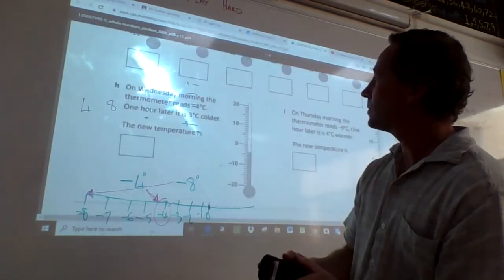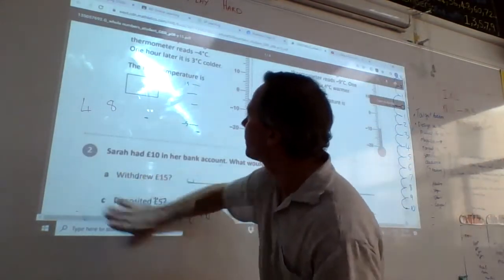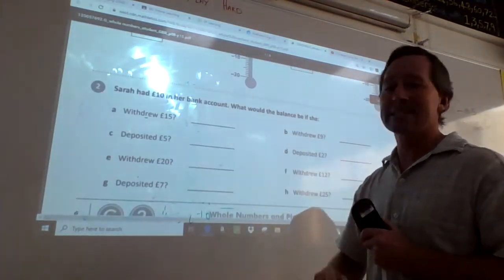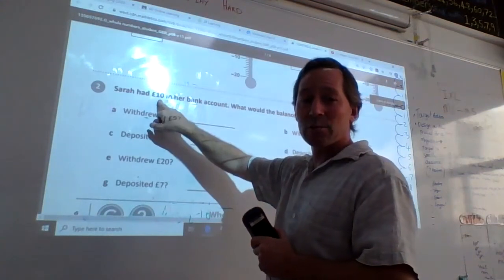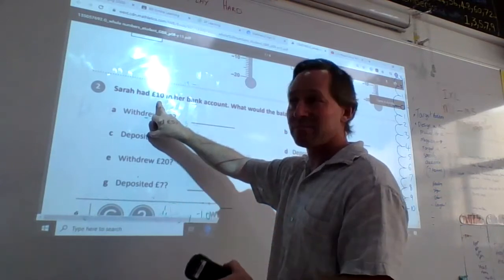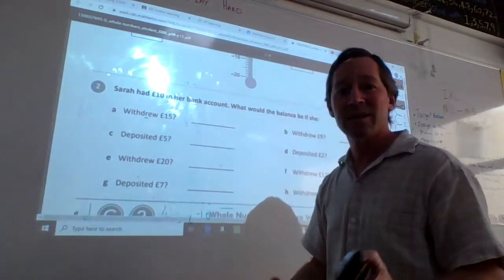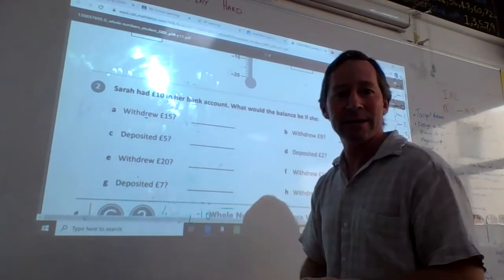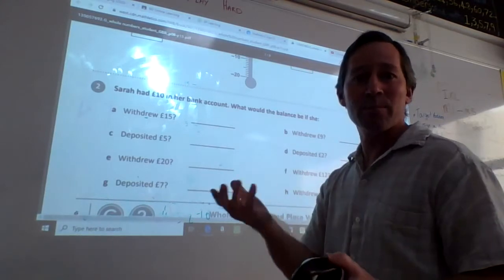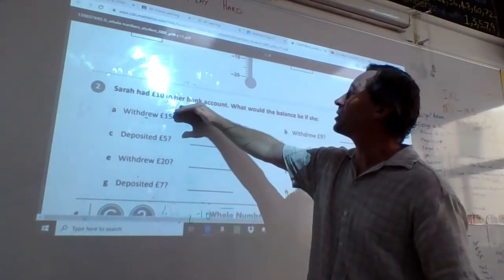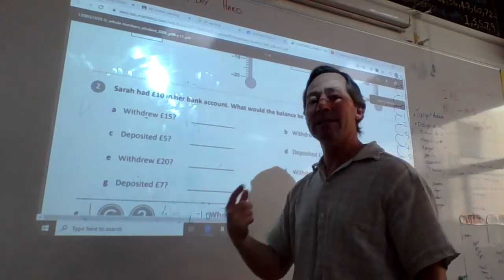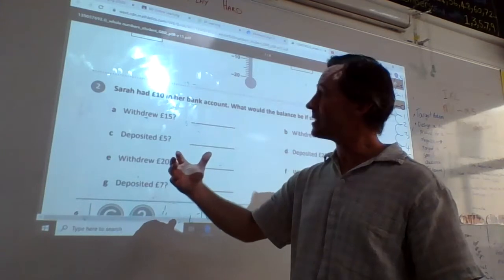I'll go down a couple more. Pause this here. On this particular one, we have Sarah had 10. Now this is pounds. This is an English symbol for currency. We use dirham. In other countries, New Zealand, Australia, they use cents, and there's all different things. In Italy, lira, just a different name for currency, the value that you use to purchase things. Sarah had £10 in her bank account. What would the balance be if she, and this is the part we need to start learning, it's the vocabulary, like I said, can be the tricky part.